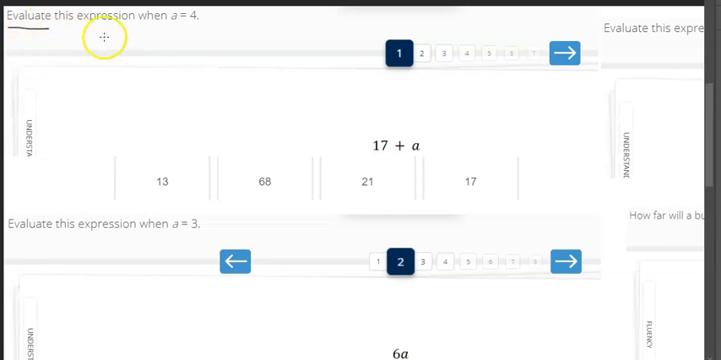So we want to get the answer to a certain expression when a is equal to 4 and the expression is here. In other words, all this is saying is wherever you see an a within this expression, we're going to replace it with what a is actually equal to. In this case, it's 4. So what we're working out is 17 plus 4. It's that simple. This will give us the answer 21.